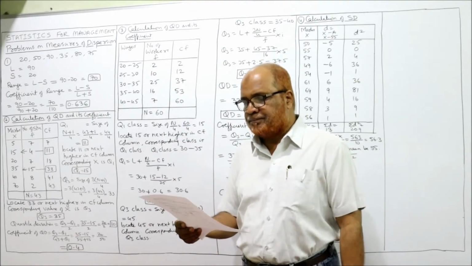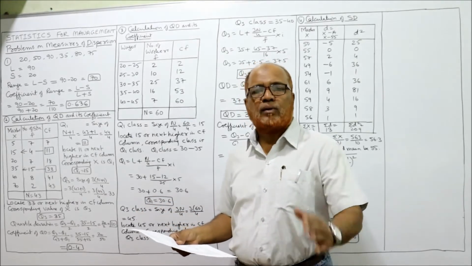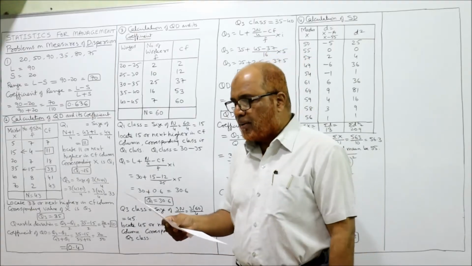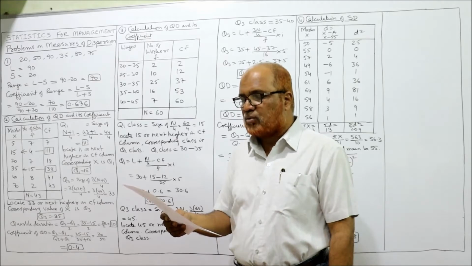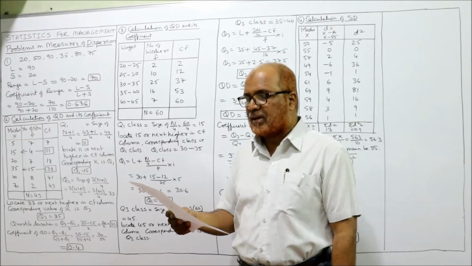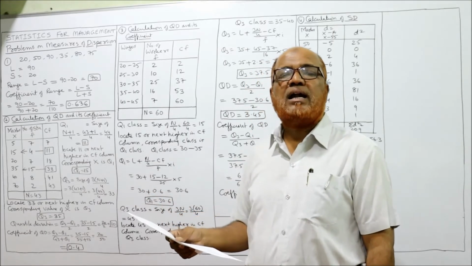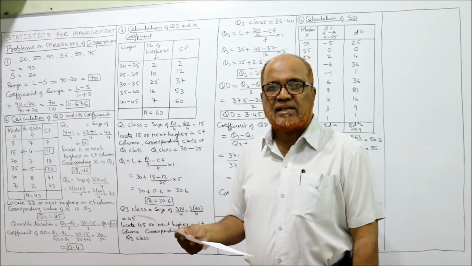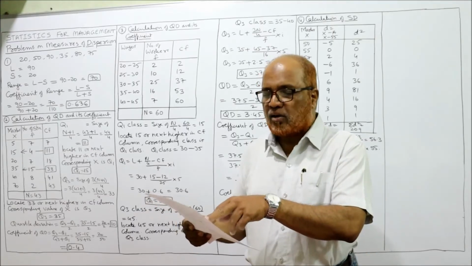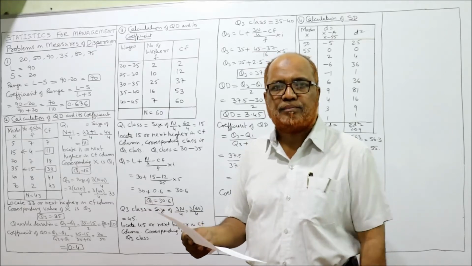Calculate quartile deviation and its coefficient from the following data. Again, just like the previous problem, we have to calculate QD and coefficient. The data given is wages 20 to 25, 25 to 30, 30 to 35, 35 to 40, 40 to 45. Number of workers 2, 10, 25, 16, 7. It is a continuous series because class interval is given. So already it is in ascending order: 20, 25, 30, 35, 40, 45.